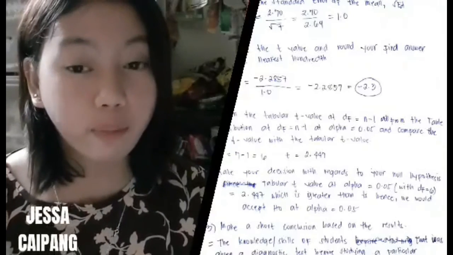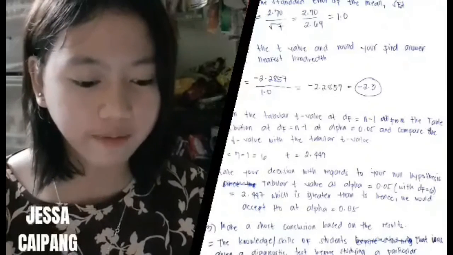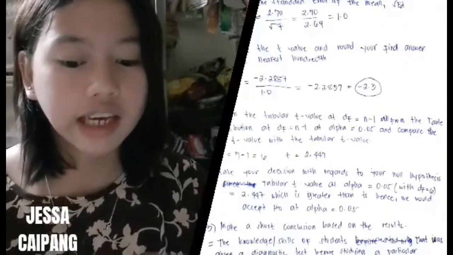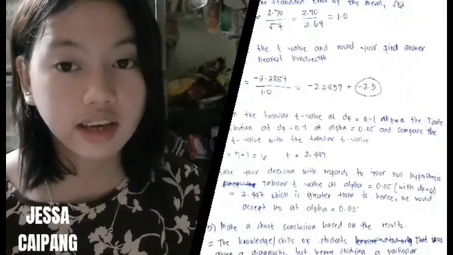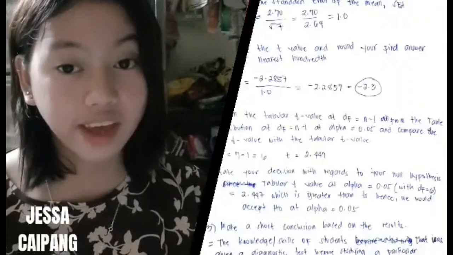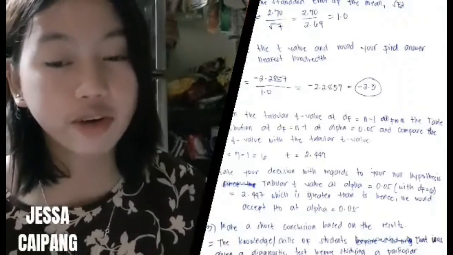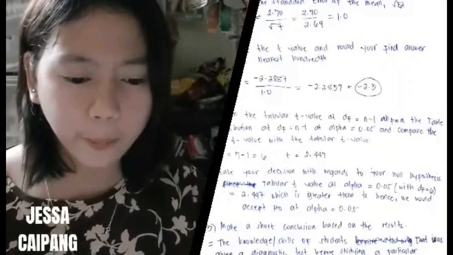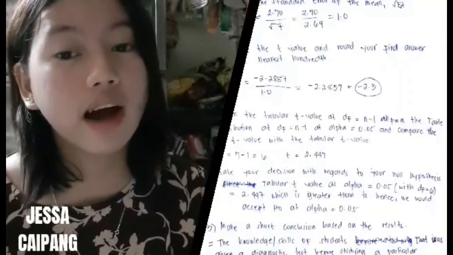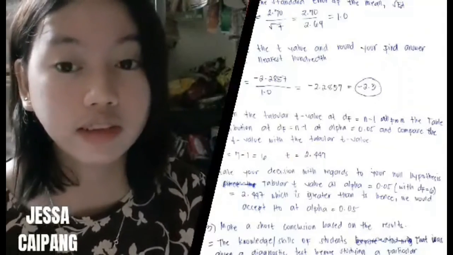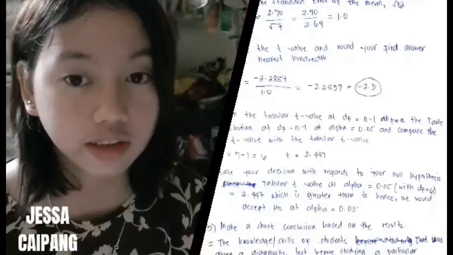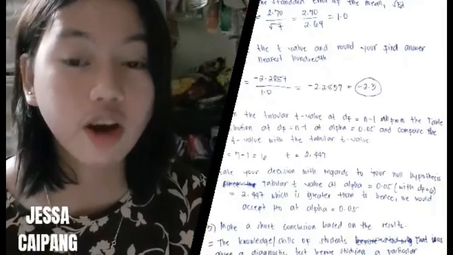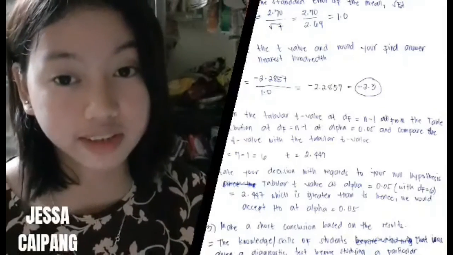Tabular t value at alpha 0.05 with df 6 equals 2.447, which is greater than the computed t. Hence, we would accept H0, or the null hypothesis, at alpha 0.05. What does this mean? Our computed t value is lesser compared to the t value from the t distribution with df 6 at alpha 0.05. So, we accept the null hypothesis.